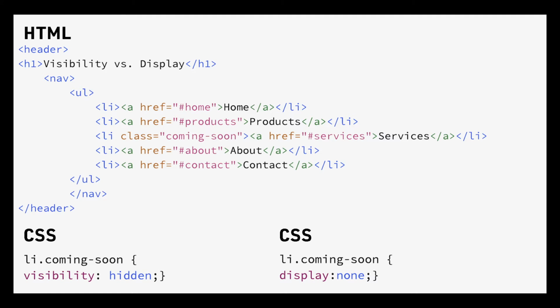The HTML is at the top and our two CSS options are below. We added a class attribute to the third list element and called it coming soon. So a period before the name, li.coming-soon, will target the element. Adding the li makes your selector more specific, so it targets only list elements with that class. In the first option, we are using visibility hidden, while in the second option, we are using display none.